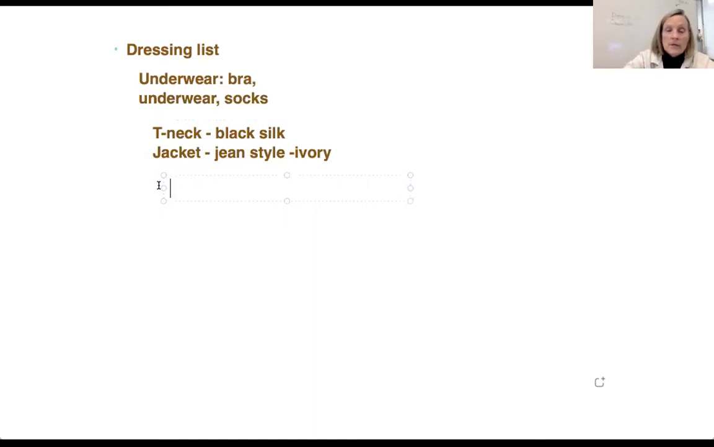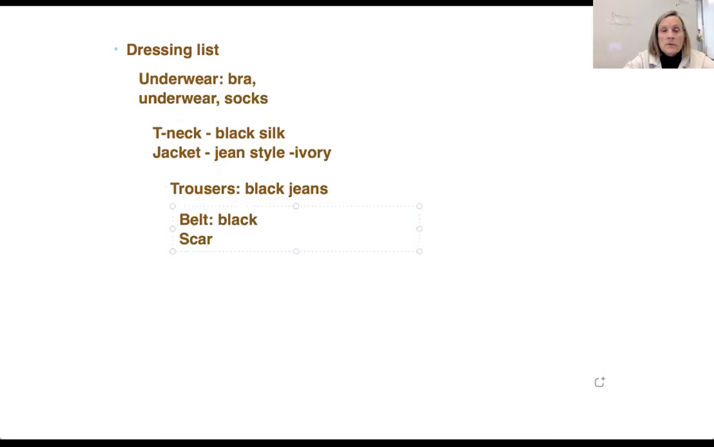Then I'm going to wear, what kind of trousers am I having? I'm going to have her wear black jeans. I'm going to have some kind of a belt or what, then I go into accessories. Belt, I'm going to say black. And then scarf. You probably can't see that. Here it is. Scarf. White, red, geometric with fringe.